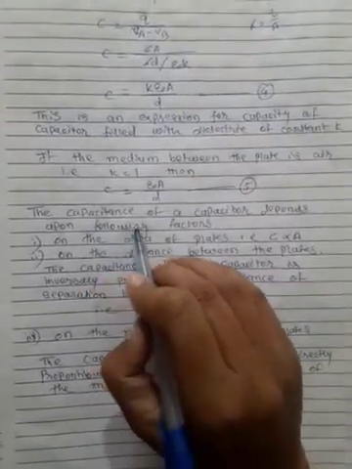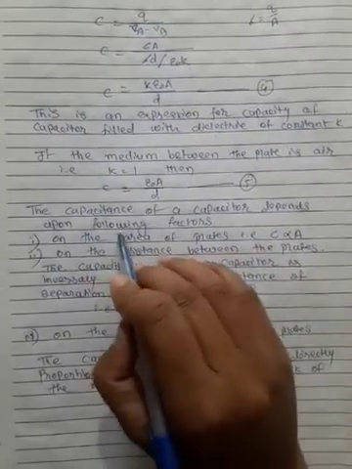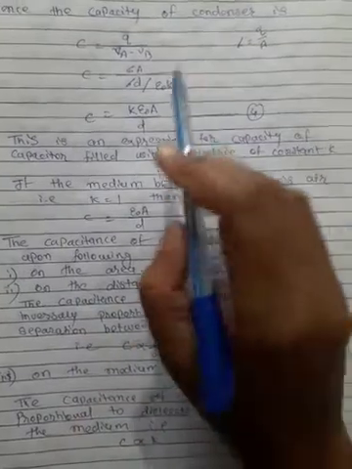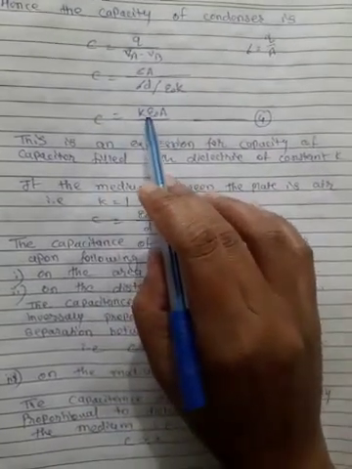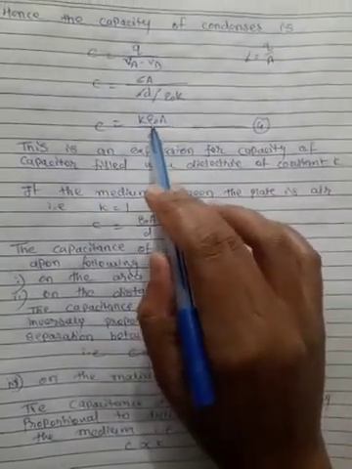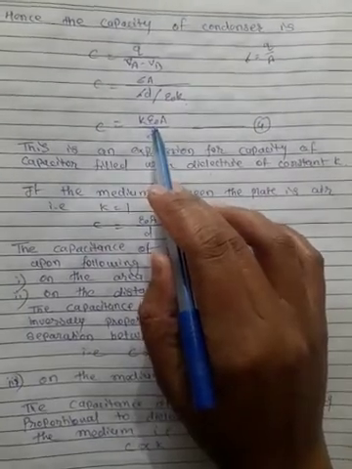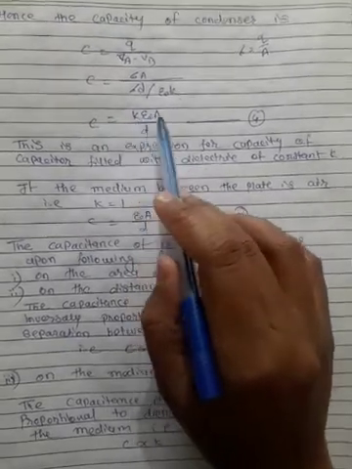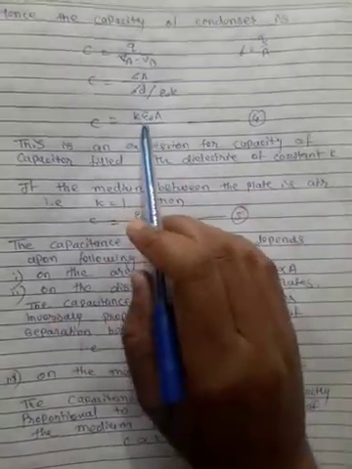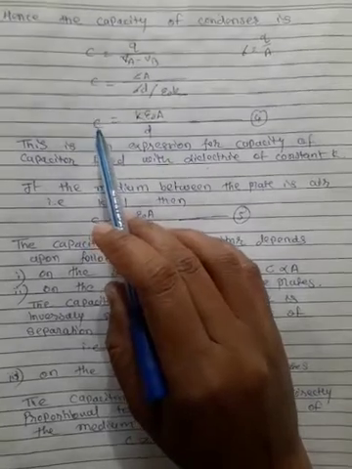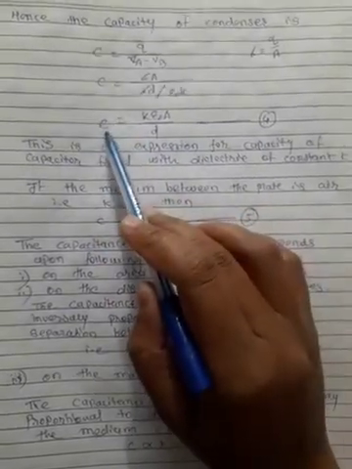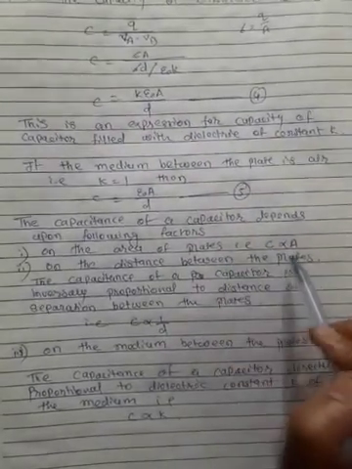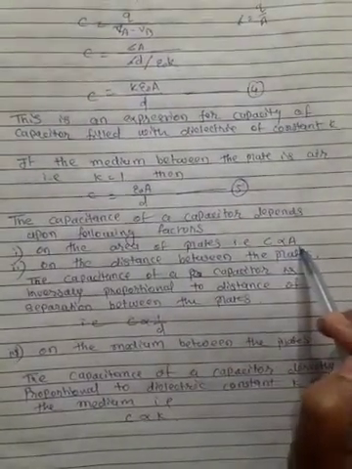Thus, the capacitance of the capacitor depends upon the following factors. The first is the area of the plate A. Here C depends on K, A and d. Epsilon naught is a constant, the permittivity of free space. The remaining terms are K, A and d. From this equation, we say that the capacitance of the capacitor depends upon A, the area of the plate, that is, C is directly proportional to A.